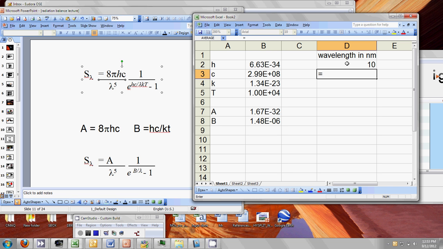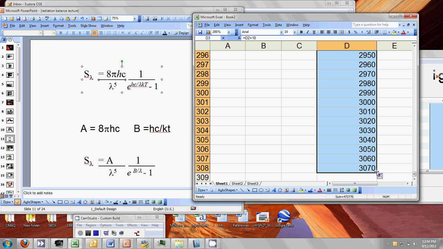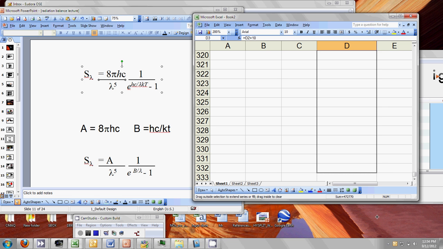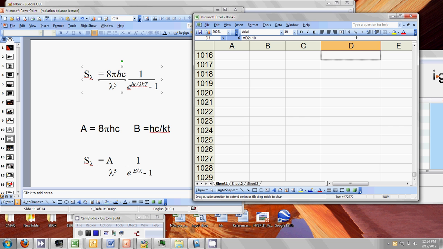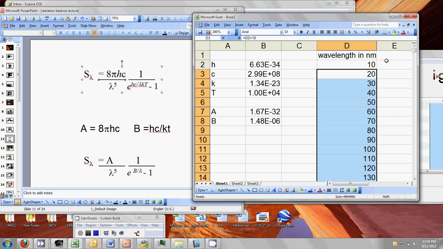So what we'll do is take the cell above and add 10. So what that will do is take the cell above it and add 10 nanometers. So if we pull that down, we'll go to 1,000 just for sport. All right, so that is our wavelength in nanometers.